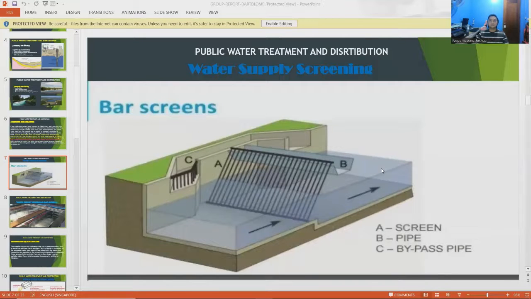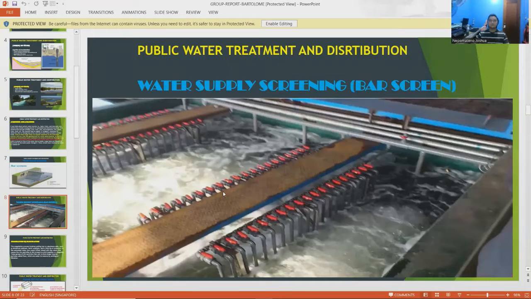So, my name is J.E. Nepomuceno, and here's the third phase of the report. Water supply screening. The letter A is the screen, the letter B is the pipe, and the letter C is the bypass pipe. The next one, water supply screening, bar screen. And this is the actual picture, the bar screen.